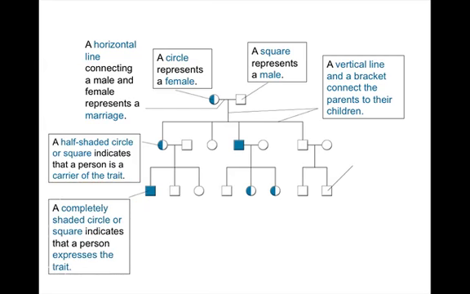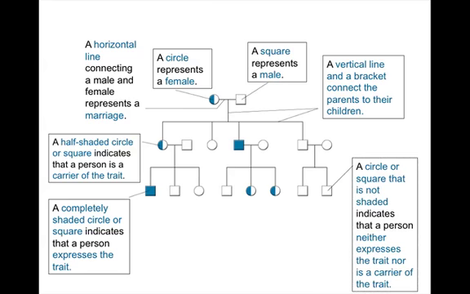A completely shaded circle or square indicates that that person expresses the trait. So once again, if you see something like this that's all shaded in, that means that you can see the trait. And then finally, a circle or a square that is not shaded indicates that a person neither expresses the trait nor is a carrier of the trait.